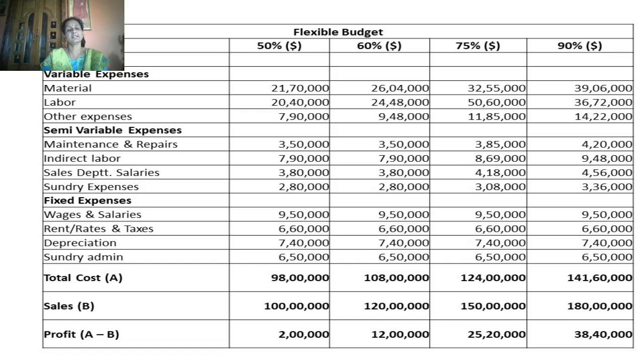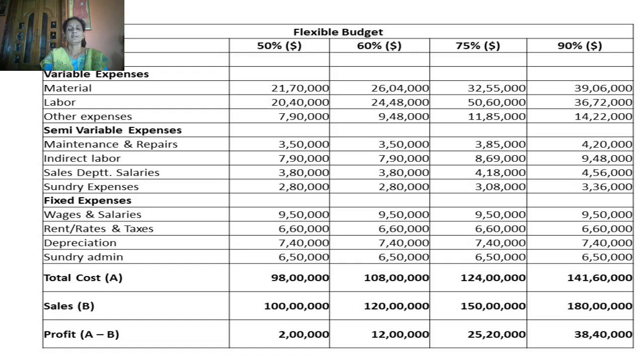Next we'll go to fixed expenses. In fixed expenses, there is no calculation at all. Whatever has been given for 50% capacity remains the same at all levels of activity. It can be 60, 75, 90 or 100 or whatever it is. The same amount you can take into consideration while entering the amount. You can see here in this table where fixed expenses remain the same at all levels of activity.